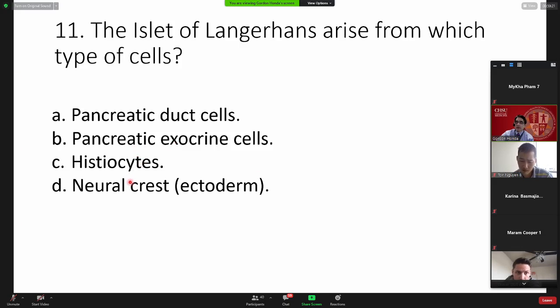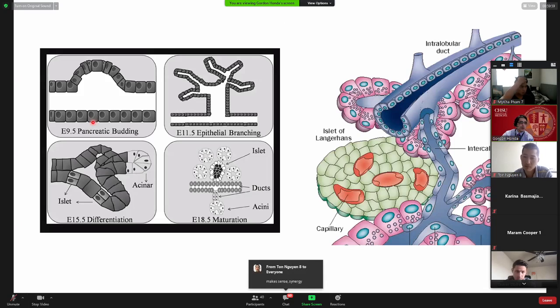Well, we haven't said anything about histiocytes, so we can say probably not. You just threw that in just to throw us off. Probably not the exocrine cells, right? Because we always talk about the exocrine are not the same as the islet cells, so that's probably not correct. Neurocrest, well, if we were talking about the adrenal medulla, yeah, that could be neurocrest, but we're talking about islet cells. The question is, are islet cells neurocrest? And so could it be a pancreatic duct cell? So A is what we're looking for, but let me explain why.